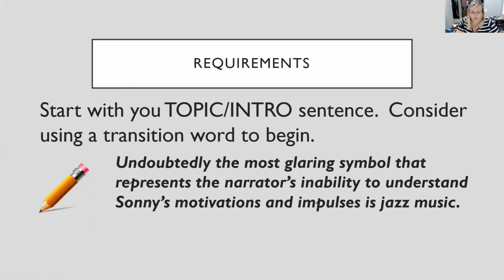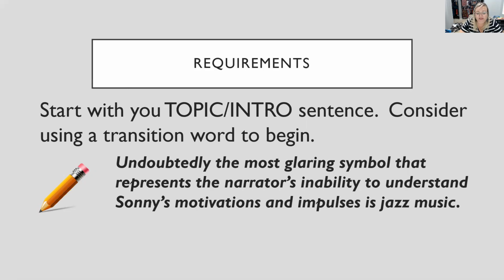So here is an example. We're looking at Sunny's Blues in this example. It says, undoubtedly the most glaring symbol that represents the narrator's inability to understand Sunny's motivations and impulses is jazz music. So right here, I am going to be talking about a symbol, and I'm going to be talking about the symbol of jazz music, and the narrator and the fact that he cannot understand Sunny's motivation for wanting to pursue this as a career.